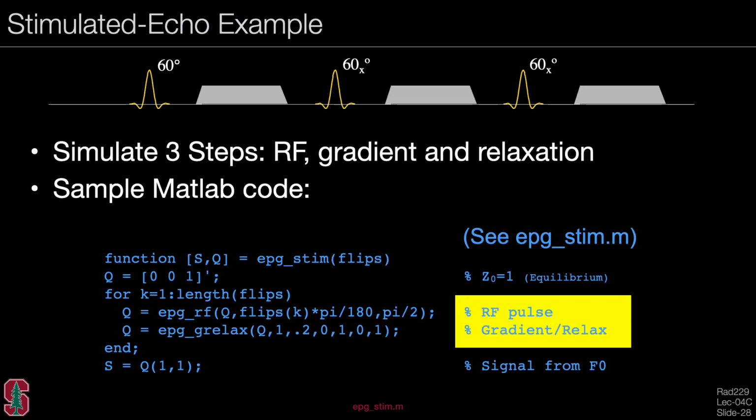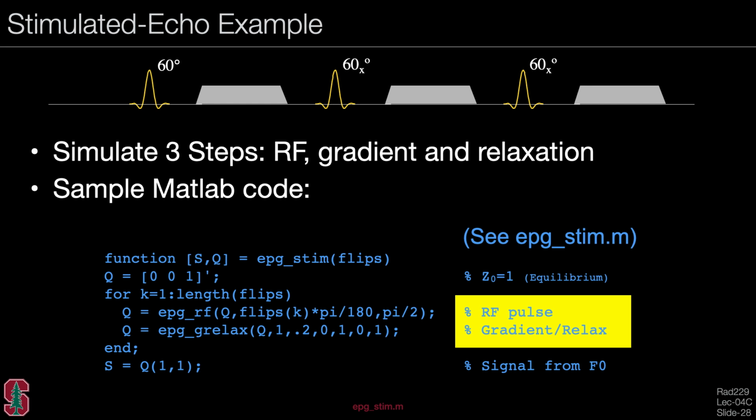So here's just an example using this code. We've already seen the stimulated echo sequence. So what if we want to quantitatively simulate what happens here? You see that the MATLAB code here is just 7 lines, which is really nice. And here we're trying to calculate the signal at the end of this sequence.